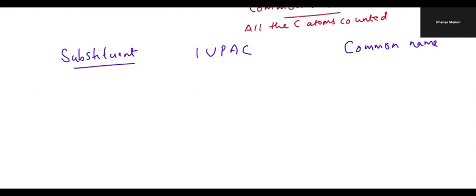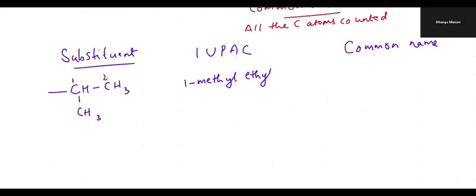Suppose this is the main chain and there are two methyl groups attached. Definitely you have to number it for IUPAC. So this is 1 and this is 2. So here the name would be what? For IUPAC, 1-methyl. You have numbered 2 carbon atoms in the main chain, so it is ethyl. It's not ethane because it's not the main chain. We are talking about the substituent, so we write it as ethyl.